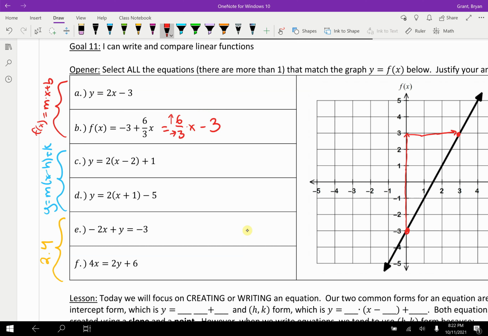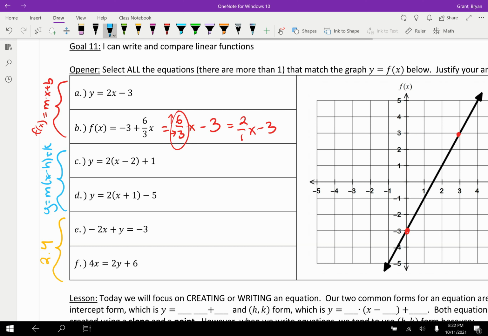Because these 2 points are on a line, we say that they're collinear. You can connect them, and it does match the graph. Great job. You could have also realized that 6 over 3 actually reduces to 2 over 1, so y = 2x - 3, and so it's actually the exact same equation as A. Let's look at part C.